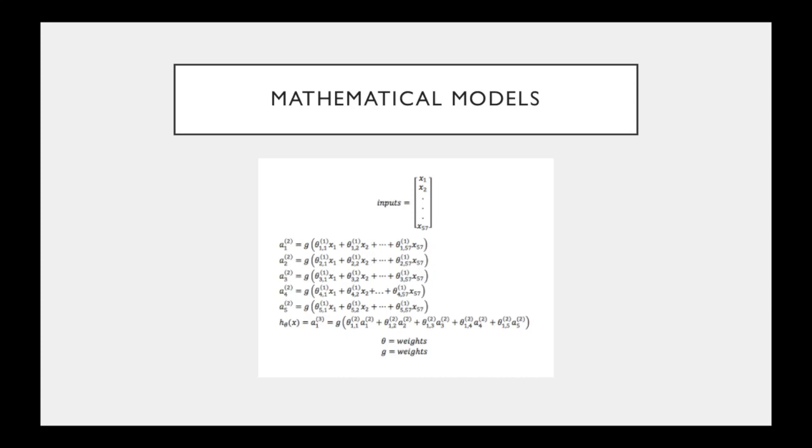These appear in the hidden layer. G is the sigmoid function in these equations. We have 5 of these equations since we have 5 hidden neurons. H of theta is the output value.